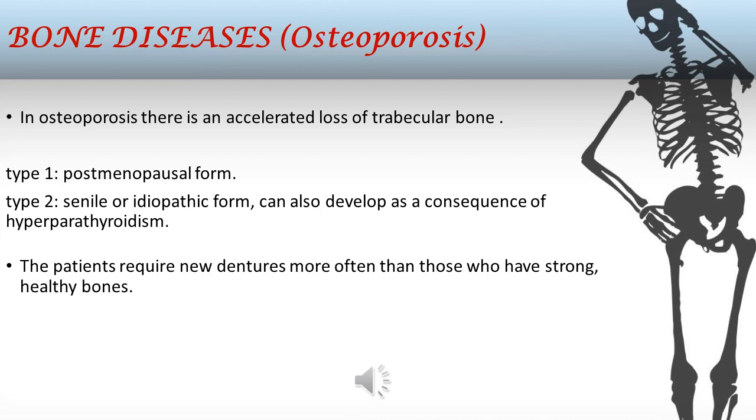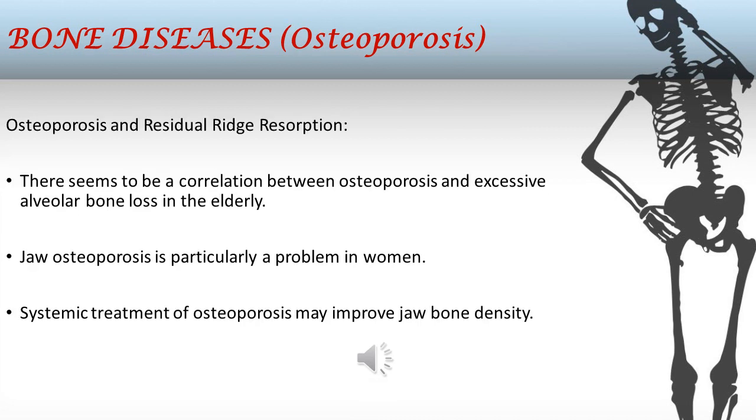Oral health maintenance for adults with osteoporosis is important. Bone weakness and loss may also affect the ridge that holds the denture, resulting in poor fitting dentures. The patient requires new dentures more often than those who have strong healthy bones.